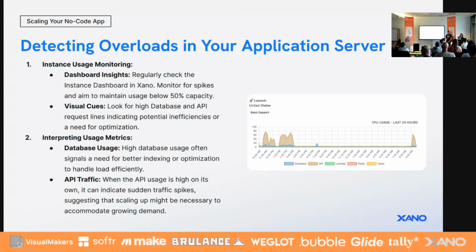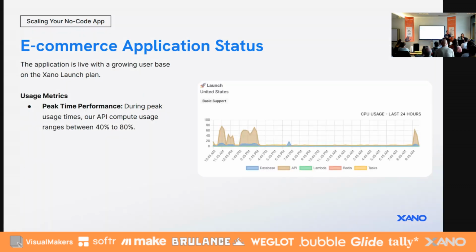But when it comes to API traffic and it is isolated usage, right? If we see that that's the only thing that is high, we really need to pay attention to that because these spikes are signaling that there is higher demand than usual. That is our cue to start looking into scaling up to maintain performance and reliability. Going back to our e-commerce application, in this scenario, this application is currently running on Xano's Launch plan, and we've noticed that API usage is peaking between 40 and 80% during those high traffic times. This is going to guide our decision to scale.